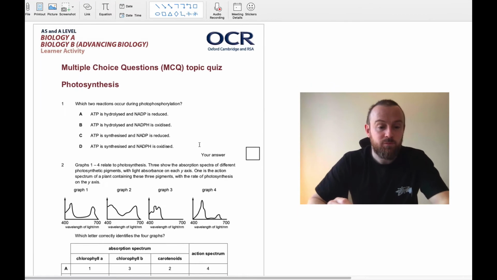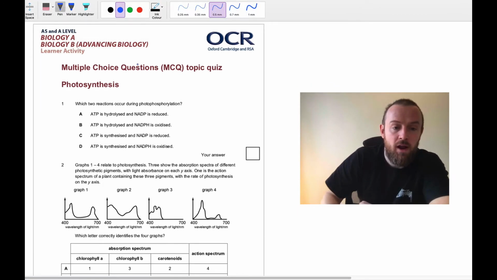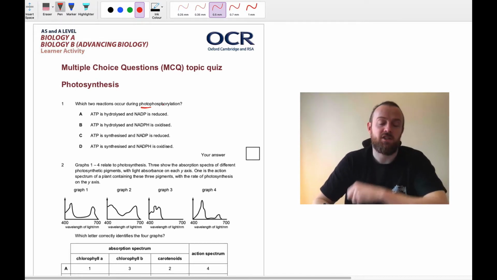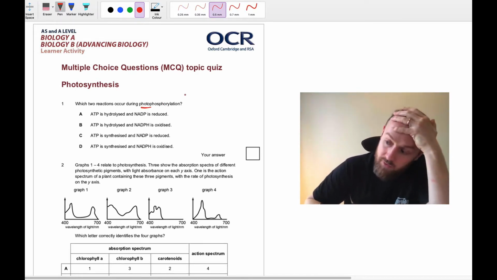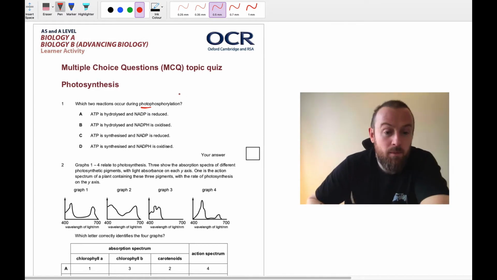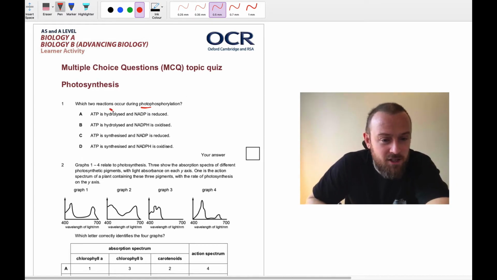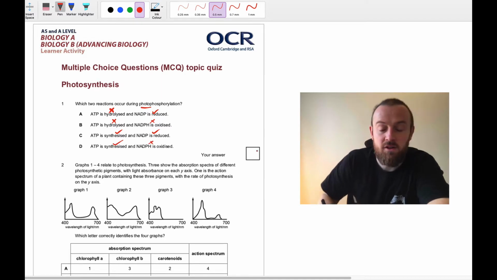Okay, let's go. So question 1: which two reactions happen during photophosphorylation? So this is the light-dependent part of photosynthesis, the first step. ATP is hydrolyzed, no, that's wrong. NADP is reduced, that's correct. ATP is hydrolyzed, no, wrong. NADP oxidized, that's wrong. ATP is synthesized, yes, that's correct. NADP is reduced, that is correct. So the answer is C.